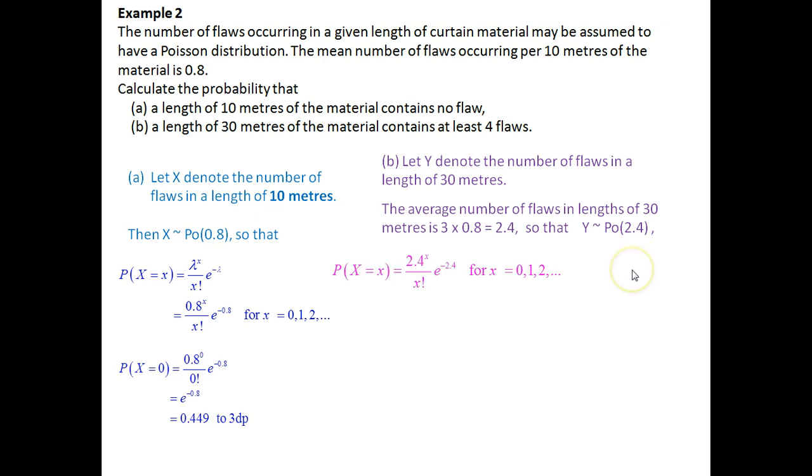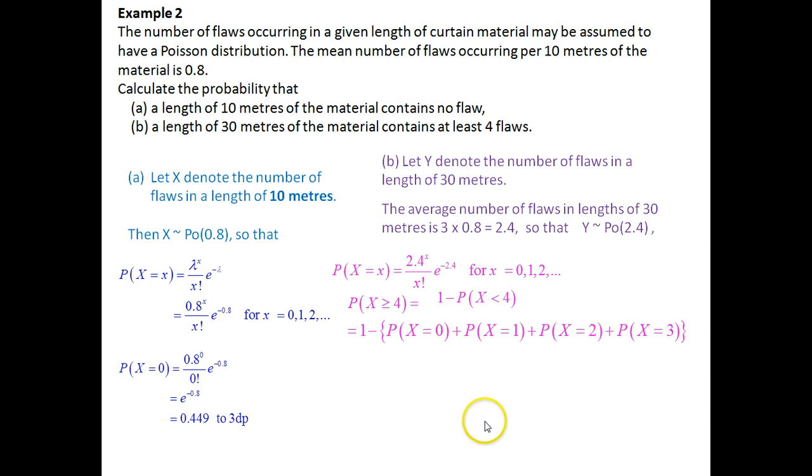Therefore, we want at least 4 flaws. Oh, there's a probability for each x. So put in 2.4, we get that expression. We want greater than or equal to 4. So that means we can't put in all the values up to infinity, but we can take away from 1 the values less than 4. So it's 1, take away 0, and 1, and 2, and 3.